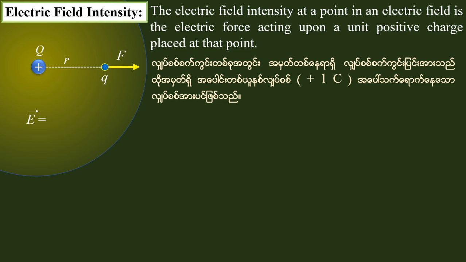In the definition, plus one coulomb is the unit charge, and the force on it gives the field. So E is equal to F divided by q. E is equal to F divided by q.